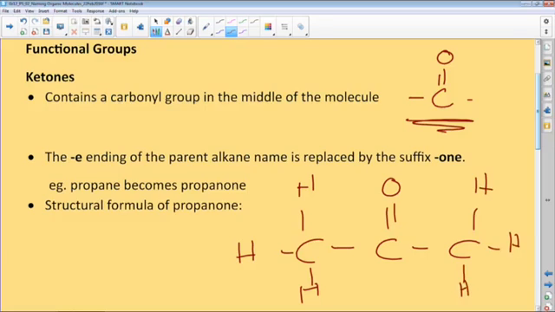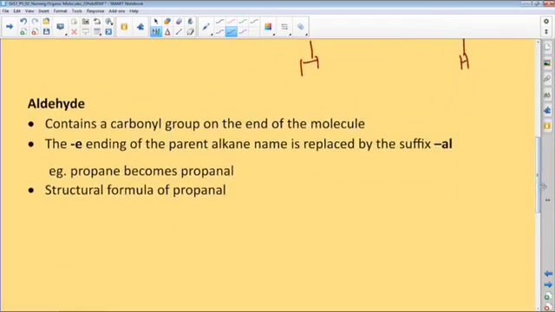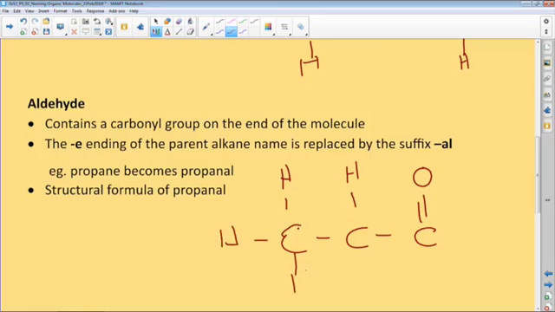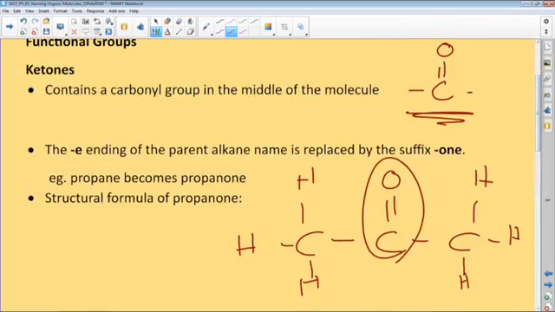When we look at an aldehyde, it looks almost the same, but with an aldehyde, that double bond has to go to the end. So when I put the double bond oxygen on the last carbon, that turns it into propanal, okay? At the end, not in the middle. So ketones, the double bond's not at the end. Aldehydes, the double bond must be at the end, okay?